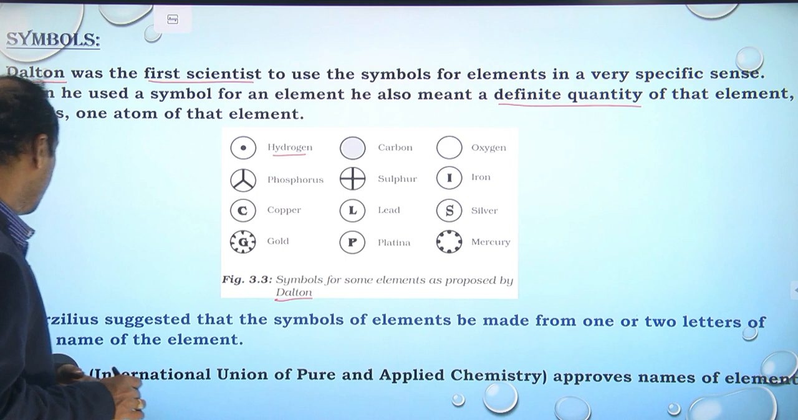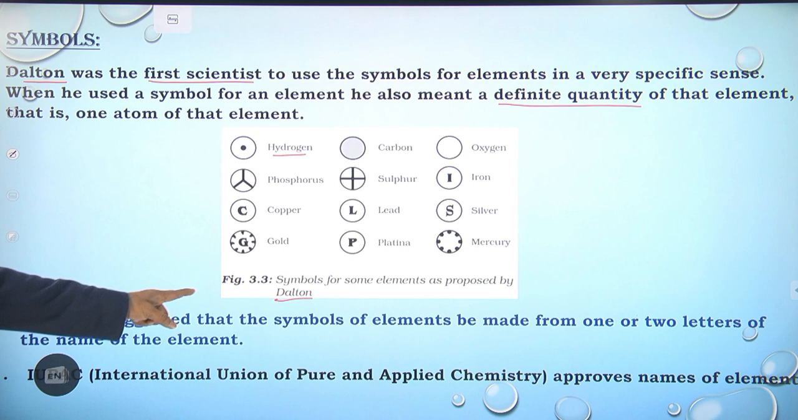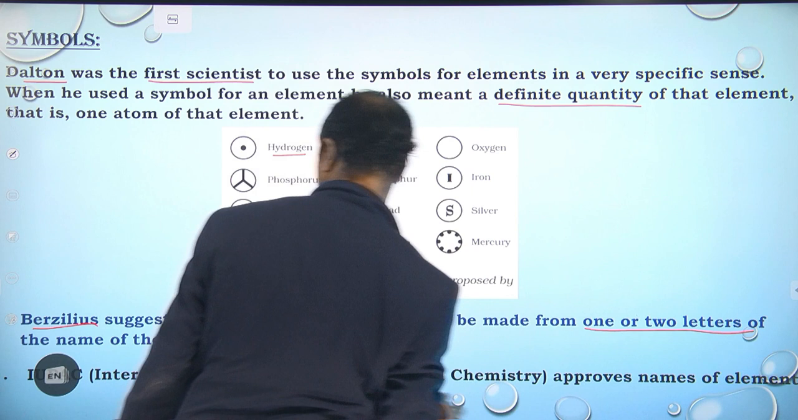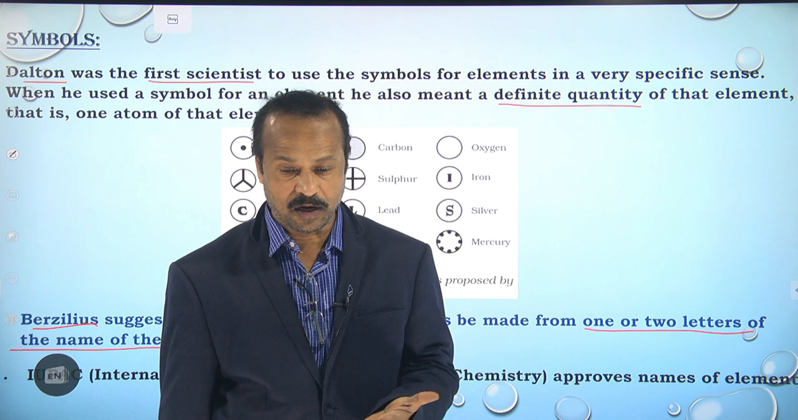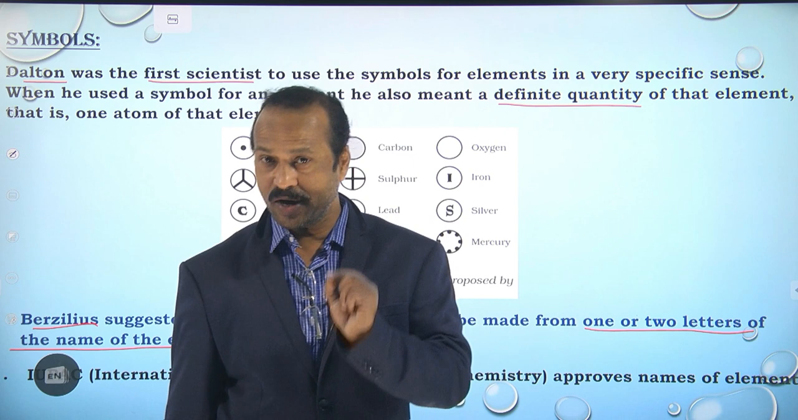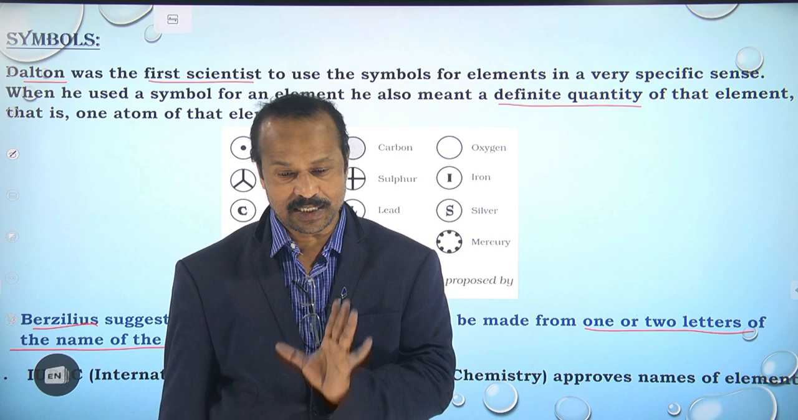So here is Berzelius. This name is very important. Berzelius suggested symbols for elements made from one or two letters of the name of the element. So Berzelius introduced a new method of giving symbols to the elements, consisting of only one letter or two letters. So by using this he gave the symbols.